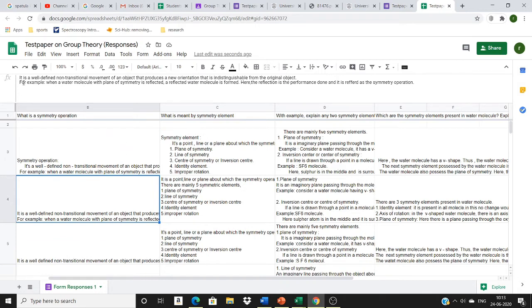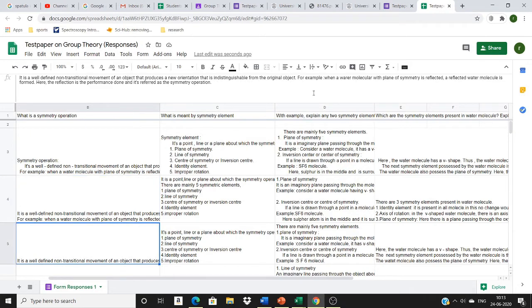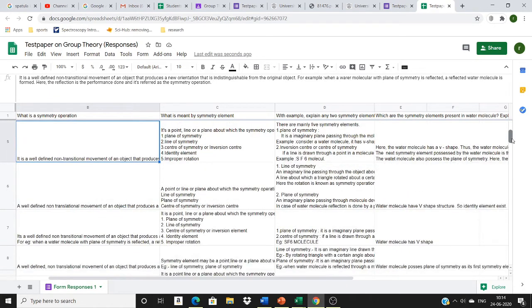See here, it's the same. For example, when a water molecule with plane of symmetry is reflected, a reflected water molecule is formed. Reflection is the performance done. Have I mentioned in my class that it's a performance done? Because I see that most of you have written the same answer. Please clarify that, okay? And I conducted this test paper because I'm not sure if you have got the points what I'm telling you. So from this, by reading this, I can clarify where all it's required.